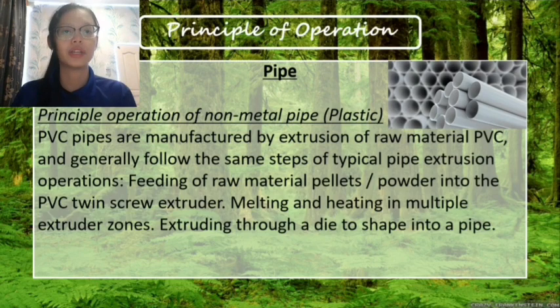PVC pipes are manufactured by extrusion of raw material PVC and generally follow the steps of typical pipe extrusion operations: feeding of raw material pellets or powder into the PVC twin screw extruder, melting and heating in multiple extruder zones, extruding through a die to shape into a pipe.